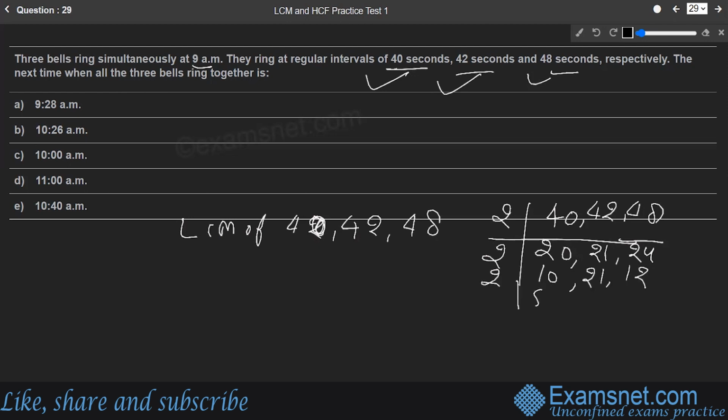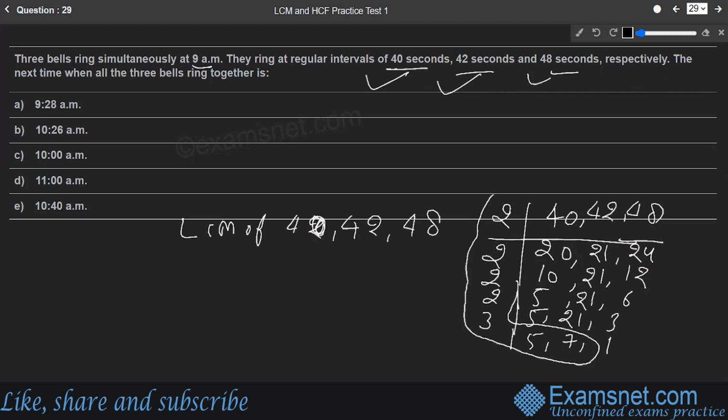So it will become 5. It will remain as it is, 21. It will become 6. Can again cut it by 2. So it will remain 5. It will remain 21. It will become 3. We can now cut it by 3. So it will remain 5. It will become 7. It will become 1. Clearly, we can add. So the numbers achieved are 2, 2, 2, 2, 4 times, 3, 5, and 7. Okay. So these are the numbers which we have to multiply to get the LCM.